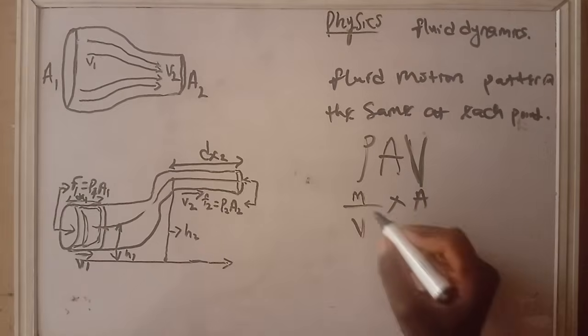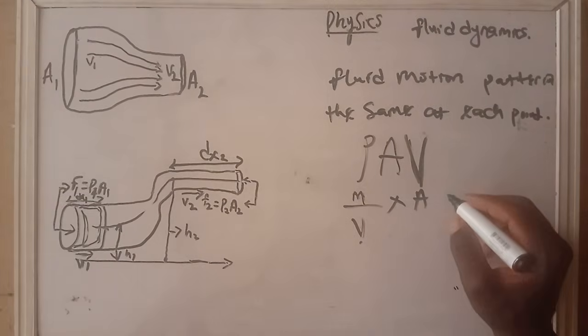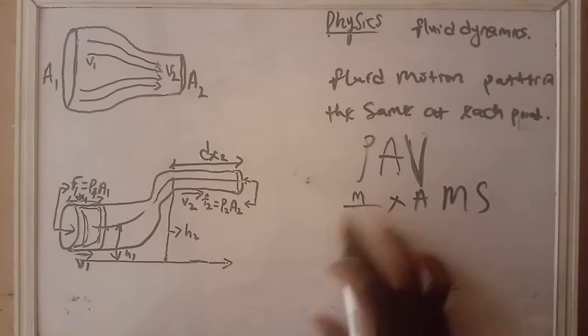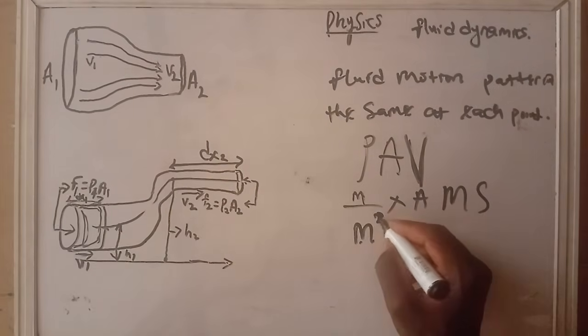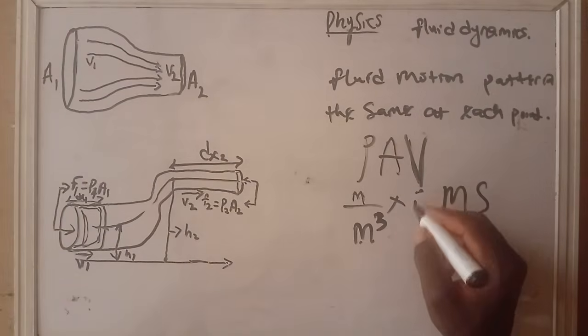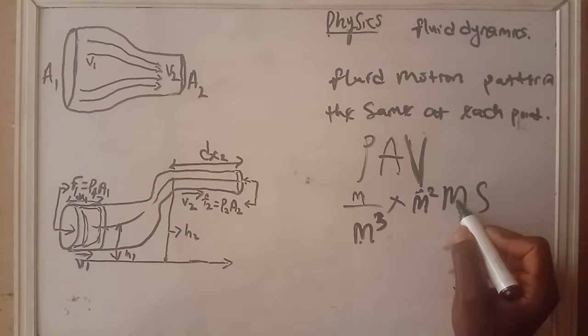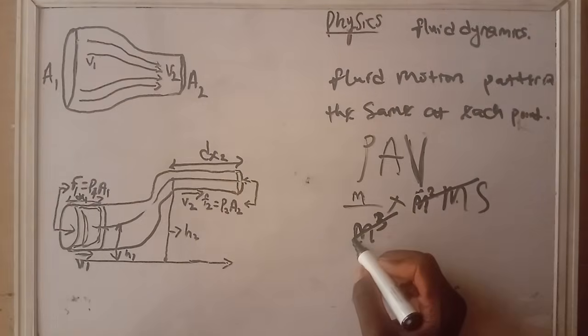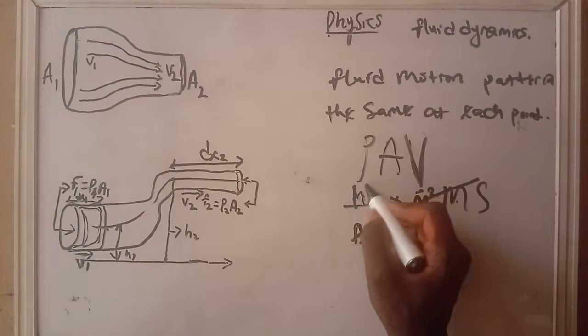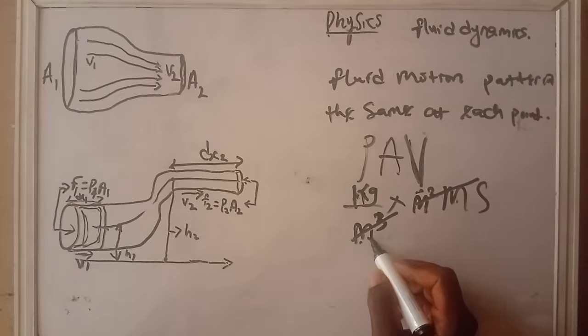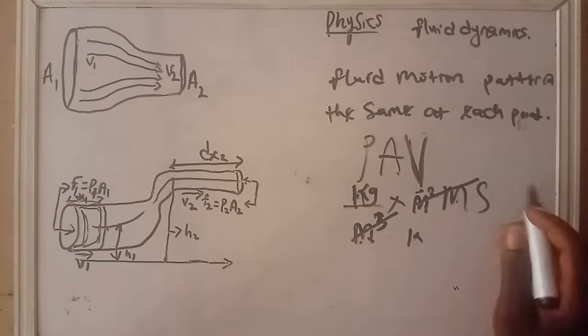Am I communicating? So mass over volume times area times velocity. Velocity is what? Meter per second, right? I know volume is meter cube, isn't it? Area is meter square. So meter square times meter per second, that's meter cube per second. It will cancel the meter cube. What do we have? Don't let me put kg here. Mass over meter cube. What do we have left?